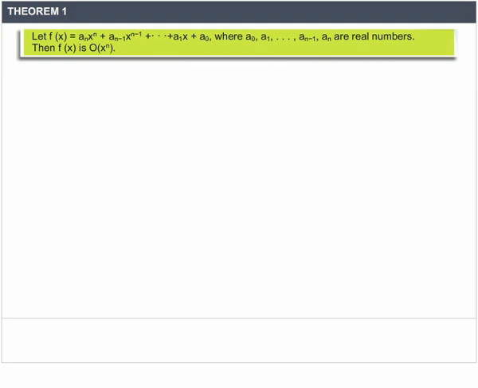Let f(x) equal a_n x^n plus a_(n-1) x^(n-1) plus etc. plus a_1 x plus a_0, where a_0, a_1, etc., a_(n-1), a_n are real numbers. Then f(x) is order of x^n, that is, O(x^n). Proof. Use the triangle inequality.